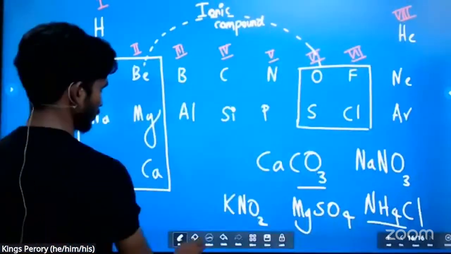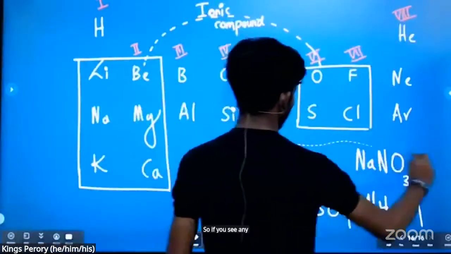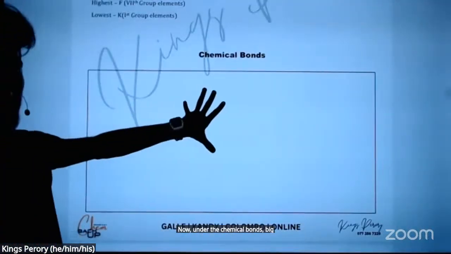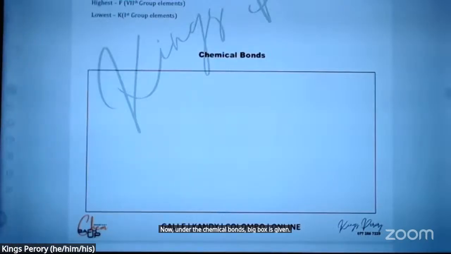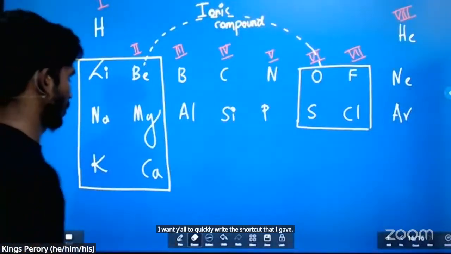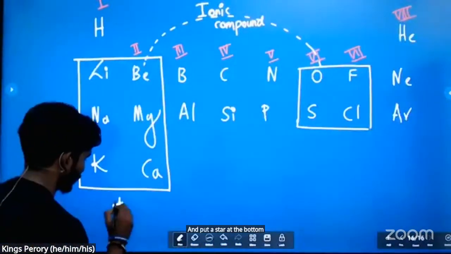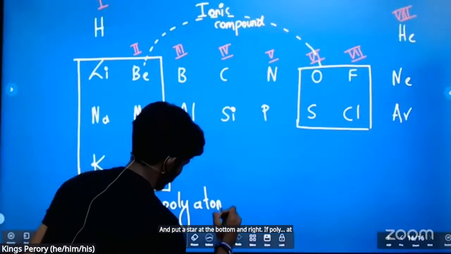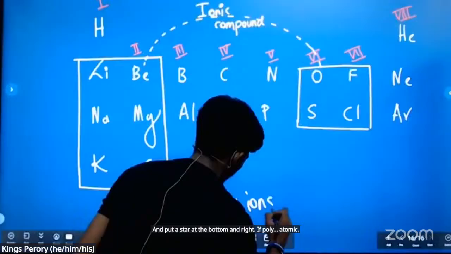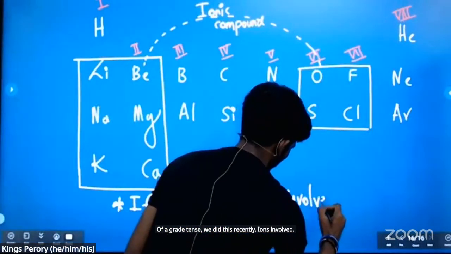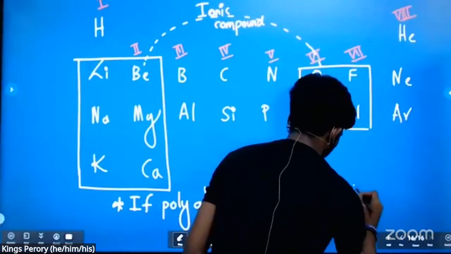If you see any polyatomic ions, that is also an ionic compound. Now, under chemical bonds, a big box is given. I want you all to quickly write the shortcut I give, and put a star at the bottom and write: if polyatomic ions are involved, it's also ionic.